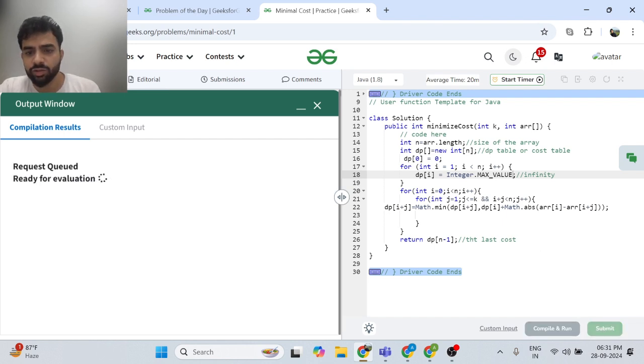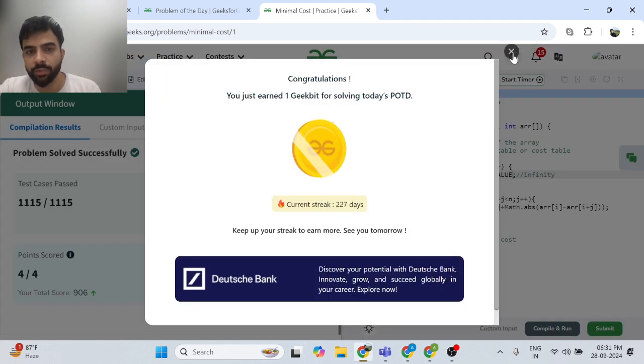Let us submit this particular solution. You can see this is just a 25 line code. This is just a 10 line code. But with 10 line code, if you just copy and paste, you won't understand the logic behind dynamic programming.